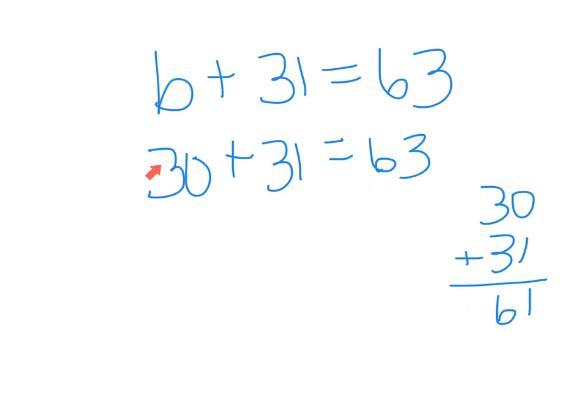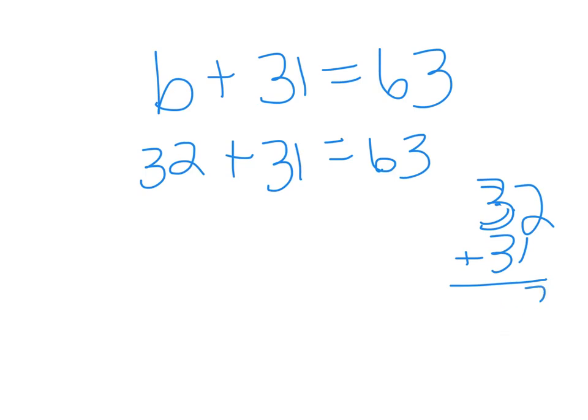Well, my guess was 30, and how many away from my answer am I? I'm about 2 away from my answer. So, maybe instead of 30, I try 32. Let's see if that'll work. This is something called guess and check. First, I take a guess, then I check it out. Guess and check. I can totally do that. Good mathers are going to find a way. So, 32 plus 31 is 63. Perfect. Here's one way to do this. This is called a guess and check.